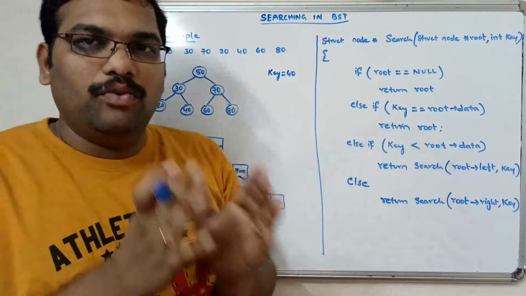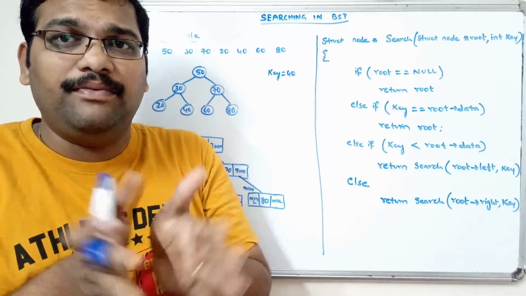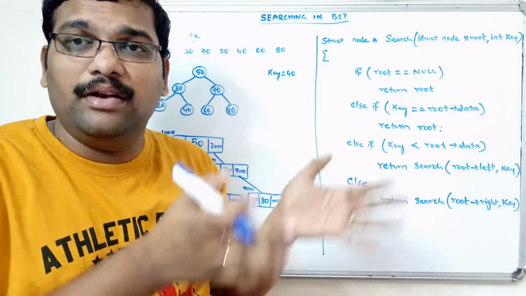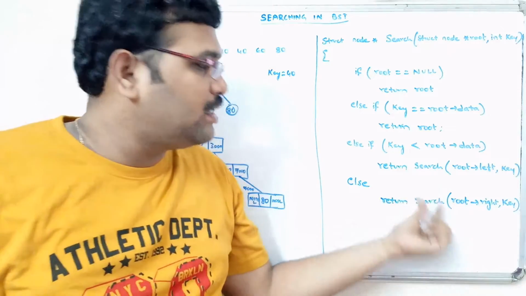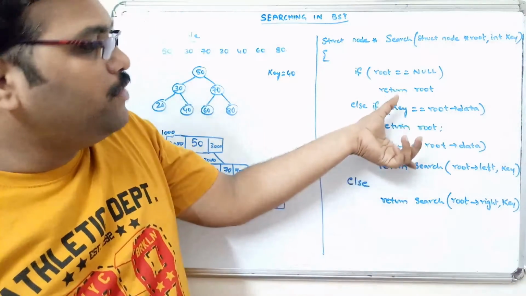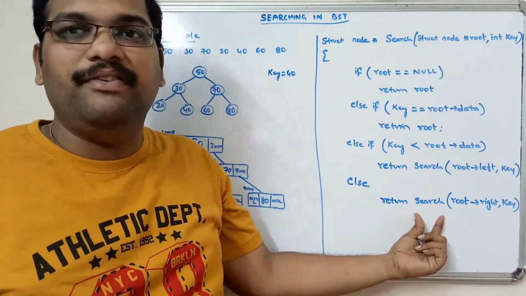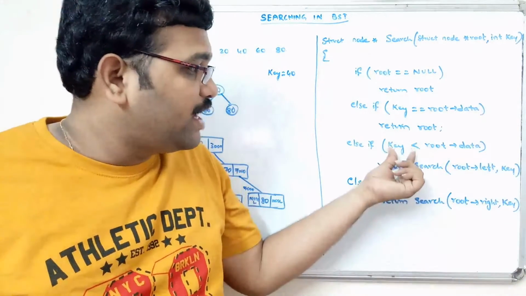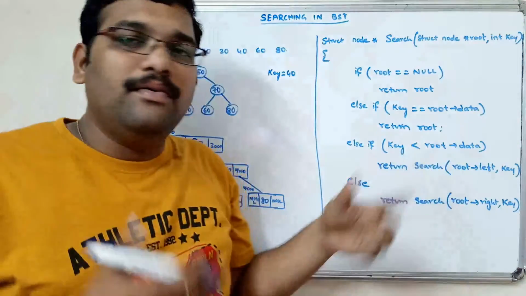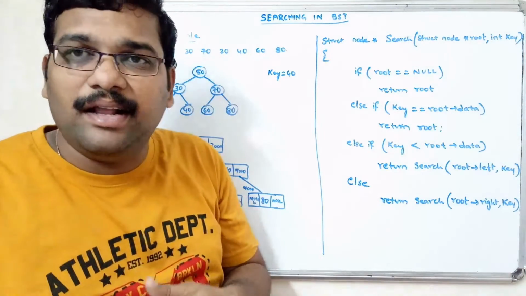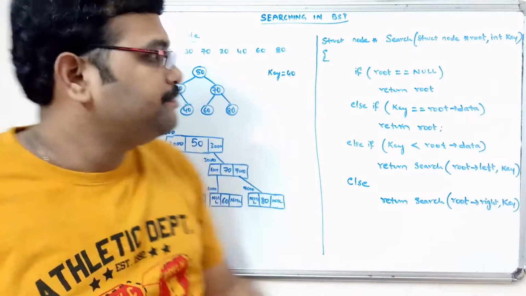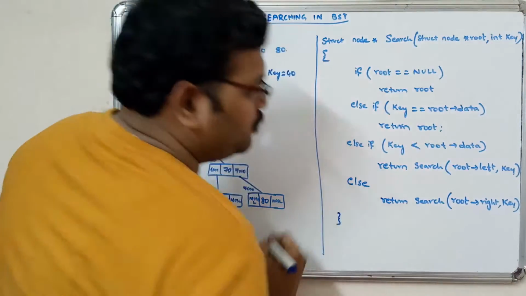So only three cases can occur when comparing two variables. One is it may be equal, another is it may be less than, or another is it may be greater than. So if these two conditions fail, automatically the key value is greater than root of data. So if the key value is greater than root of data, we know that all the elements which are greater than the root will be available on the right subtree. So we are simply writing here. So this is the code.